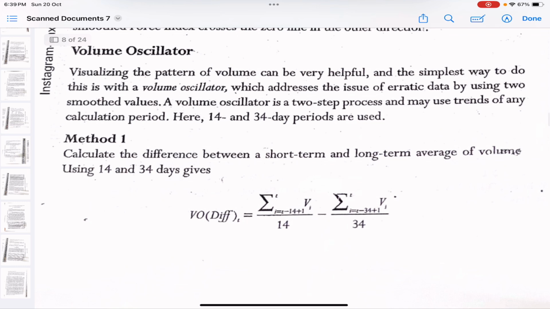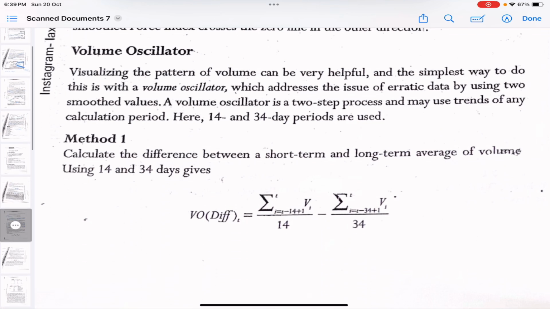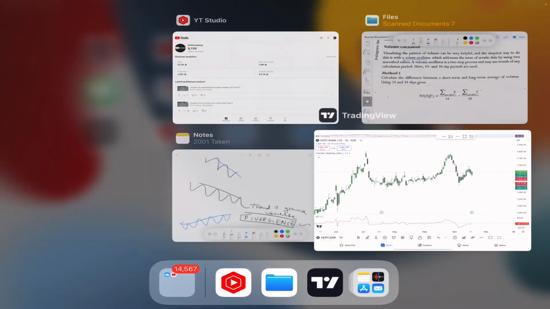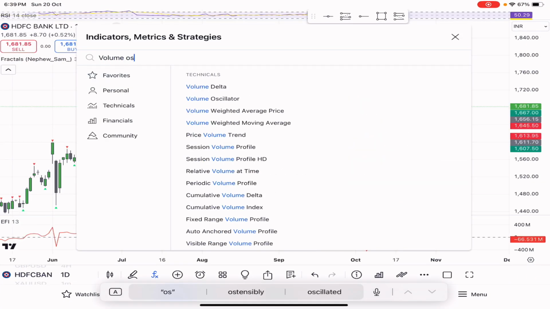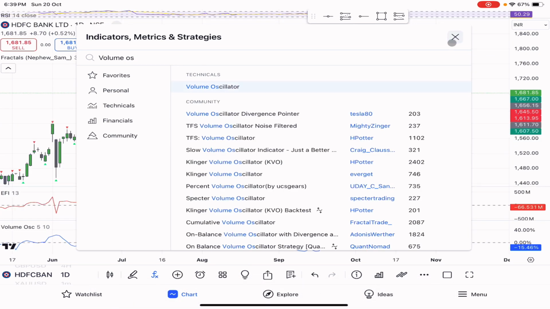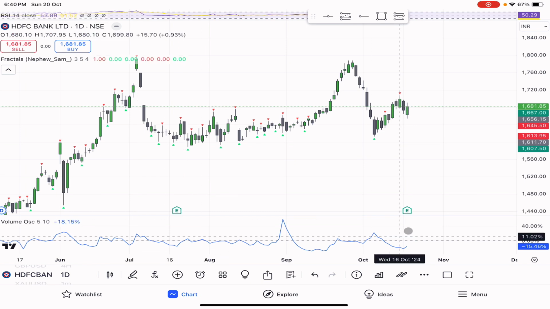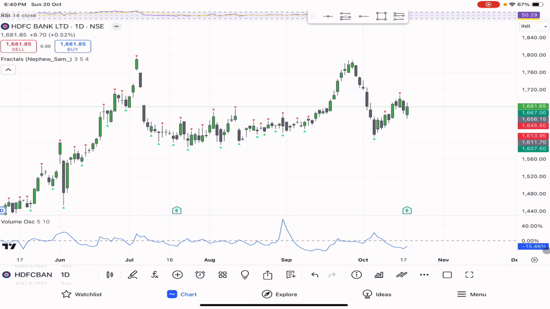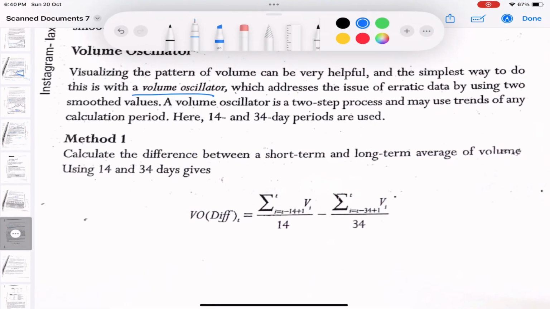Moving on, we are going to talk about what is a volume oscillator. Now, visualizing the pattern of volume can be very helpful, and the simplest way is the volume oscillator. I'll show you what a volume oscillator looks like. Okay, this is a volume oscillator. I'll remove EFI now. Okay, this is how a volume oscillator looks like. There is a zero line in the middle and different pointers are being plotted using the volume oscillator.